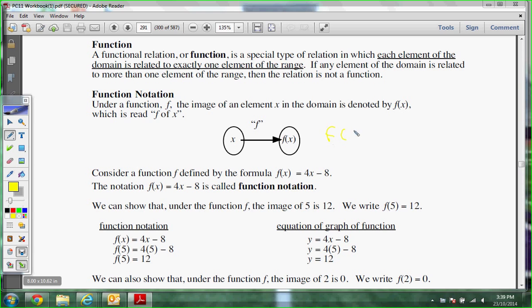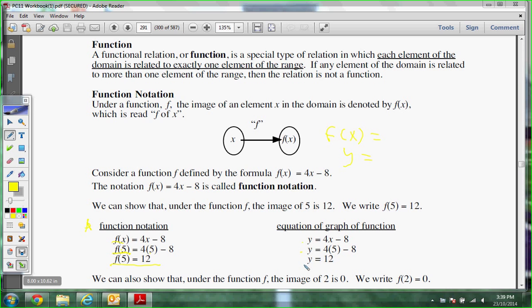When they write stuff as f of x, that means a function of x, and it's another way of writing y. So function of x is the same thing as y. They'll write things like this, this is function notation. f of x is 4x minus 8. If they want to know what f of 5 is, that means they want 5 to be x. That's function notation. And then here's the y example, same thing.